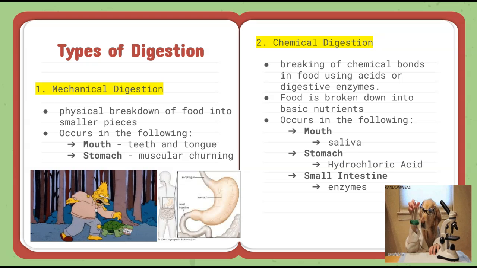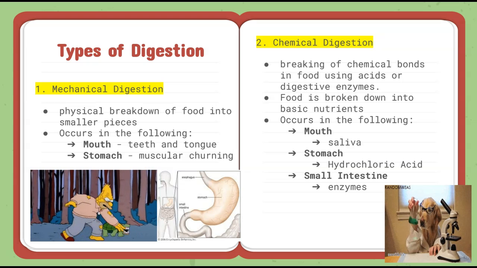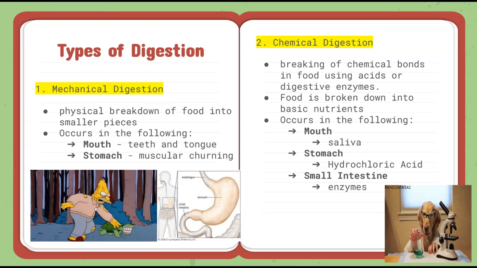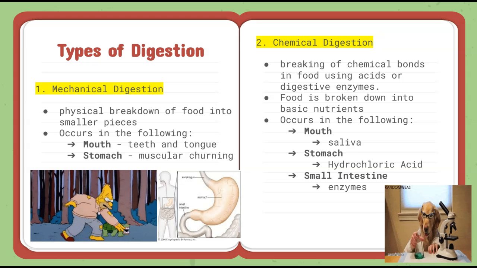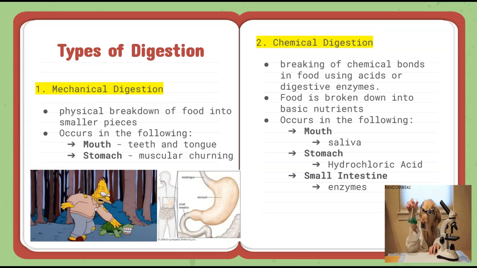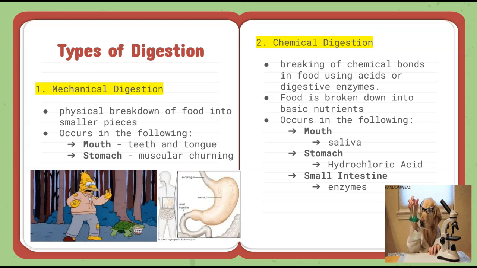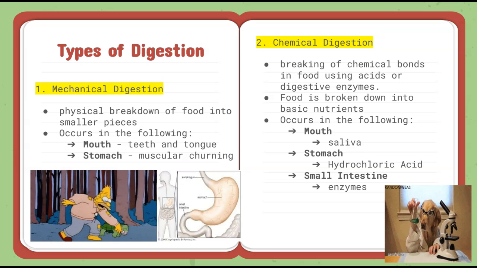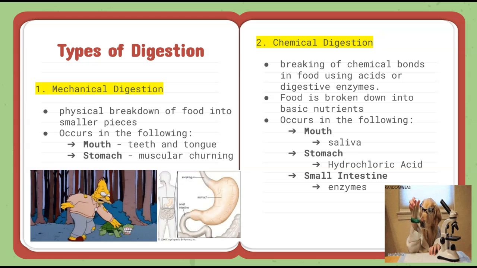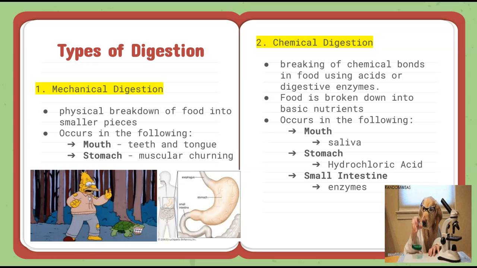Now, going back to the types of digestion, mechanical digestion and chemical digestion. Let's start off with mechanical. Mechanical digestion is that physical breakdown of food into smaller pieces. This occurs in two locations in the digestive tract. It occurs in the mouth when we are chewing, and the two things that are responsible for this would be the teeth and the tongue within your mouth.